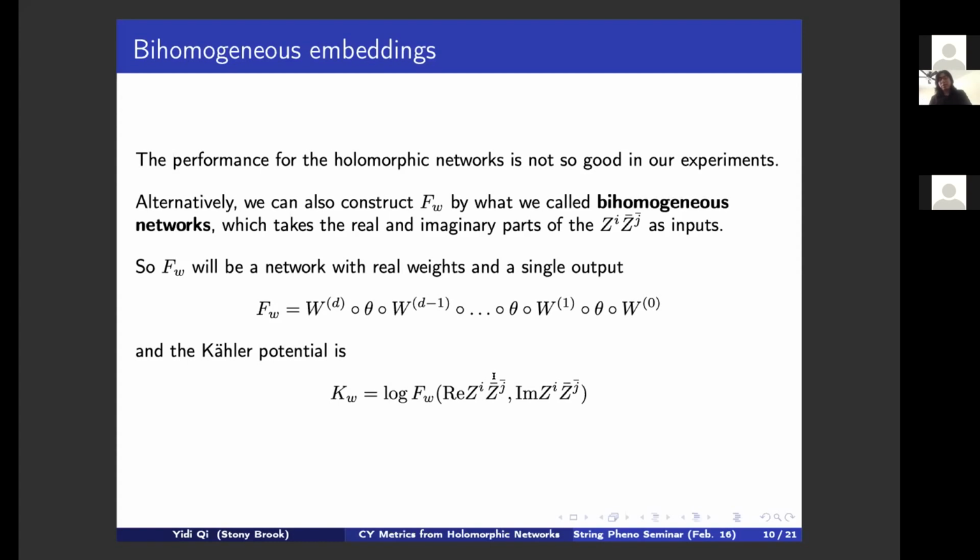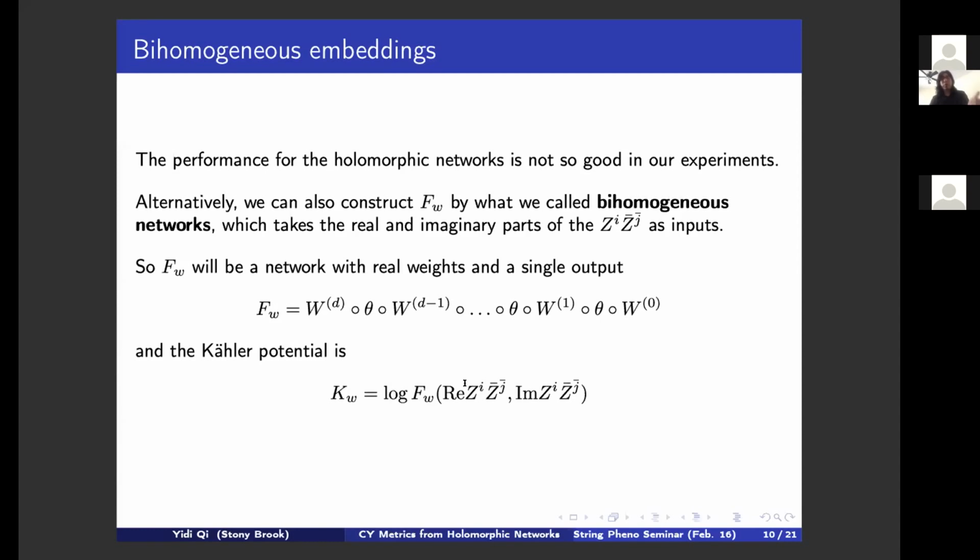It's mostly the same thing, but then we take the real and imaginary parts of the combination ZZ bar as input. So instead of the complex input, we now have all real inputs, and then all of the weight matrices will be real as well. And the activation function is also the z square. So everything else is the same.